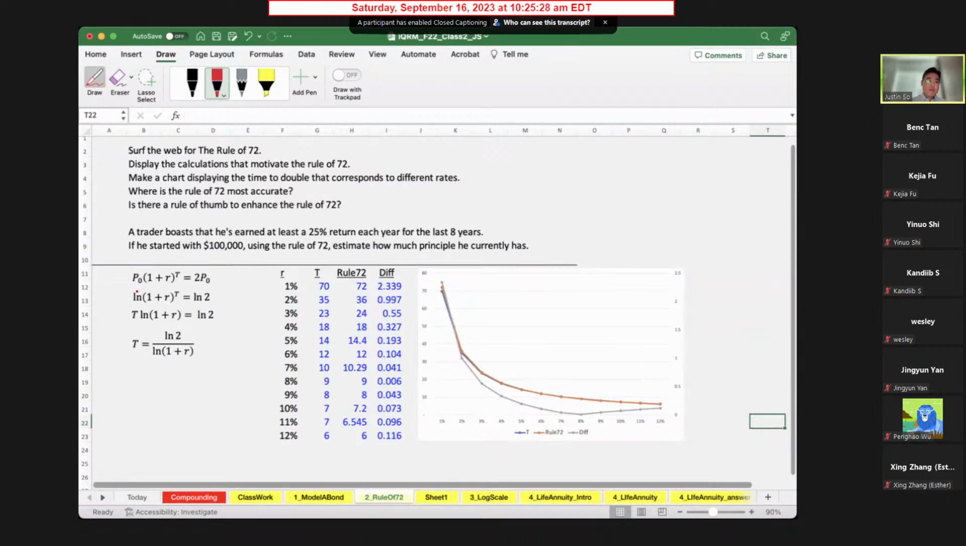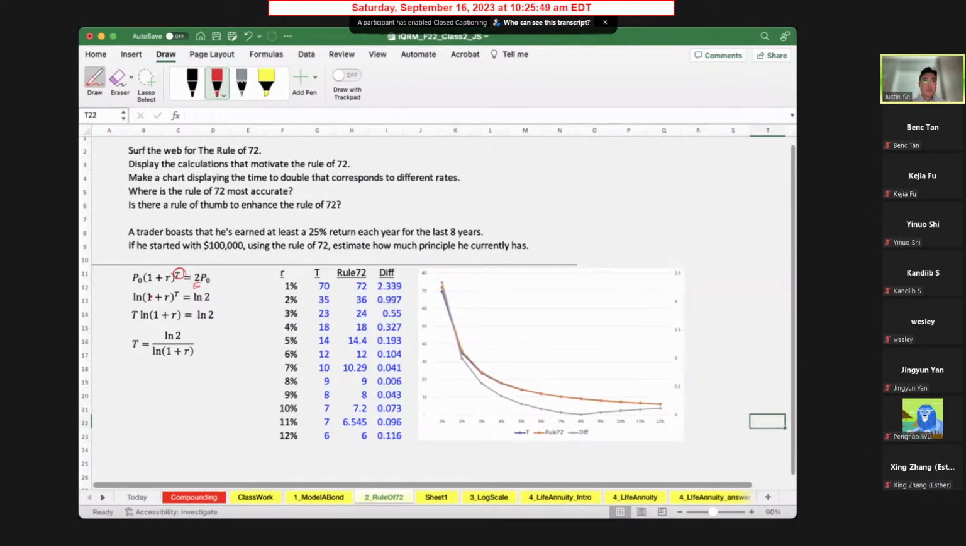Using the time value of money concept, starting from P0, the principal amount, and then 1 plus R, there's a certain interest rate. And then we want to know this T, time T, how many years, to make 2 times the principal amount, right? 2, double.